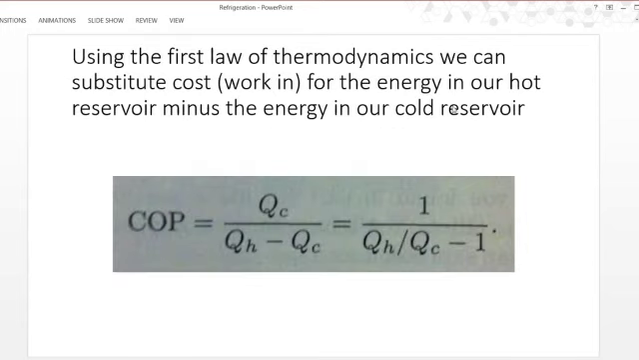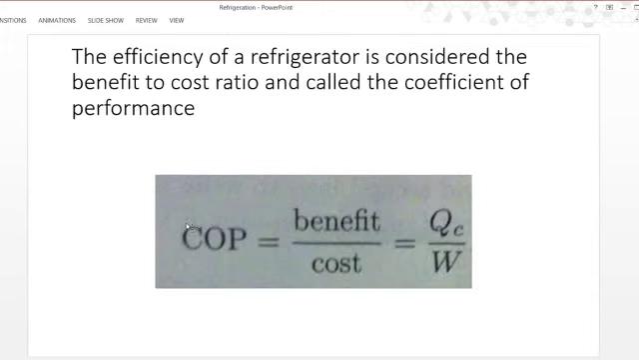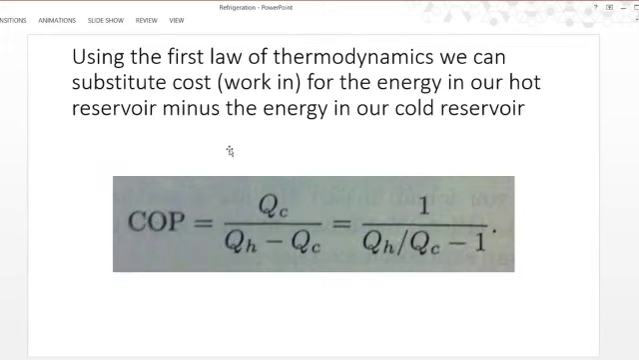So using the first law of thermodynamics, which says that the work you put in or get out of a heat engine is equal to the difference in energies between your hot and cold reservoirs, if we substitute that in for this work, we obtain this equation where our COP is equal to our energy stored in the cold reservoir over the energy of our hot minus the energy of our cold. And then if we divide this whole equation by the energy in our cold reservoir, we end up with 1 over QH over QC minus 1. It gives us basically our efficiency.